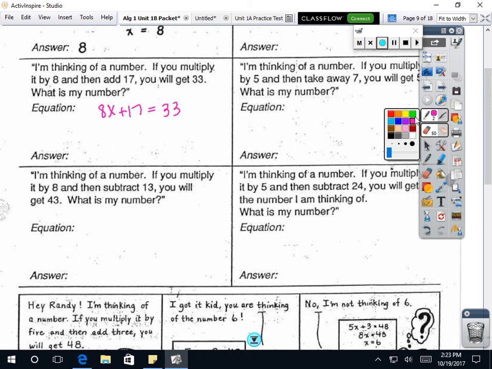Now how do you figure out what the number is? Right, you're going to solve for x, right? So you're going to subtract 17 first, because that's inverse operations. It'll cancel on the left side, and you move it to the right side, and it becomes what? Right, so now on the left we have 8x, on the right we have 16. Now it's a one-step equation. Now how do I isolate the x?